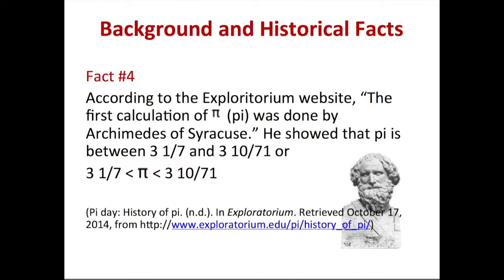And lastly, fact number 4, according to the Exploratorium website, the first calculation of pi was done by Archimedes of Syracuse. He showed that pi is between 3 and 1/7 and 3 and 10/71, or you can use this expression that pi, which is the relationship of the circumference of a circle to its diameter, is greater than 3 and 1/7 and less than 3 and 10/71.